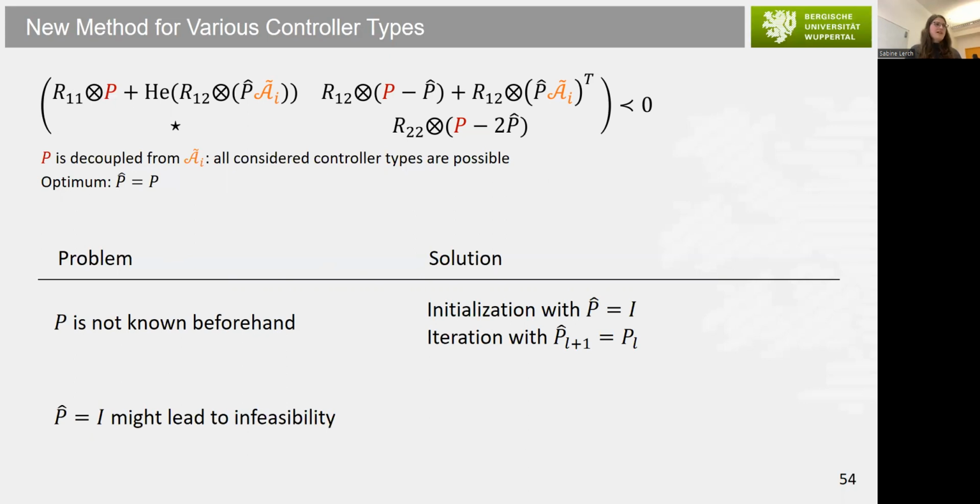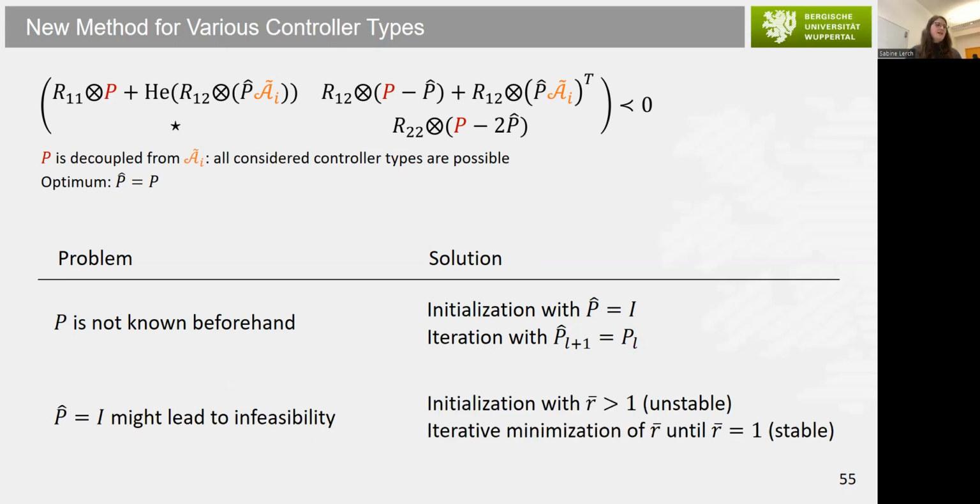Another problem is then that this initialization might lead to infeasibility of the first step. And if that happens, then we don't get a solution for P, so we cannot update P hat, so we don't get any solution. To remedy this, we allow the system to be unstable in the first step by a radius bigger than 1. So we generate more degrees of freedom. And then we iteratively minimize R until R equals 1. So then we have a stable solution. And after that, we can do any further optimization.